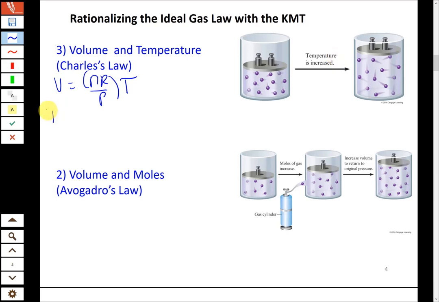So if we increase the temperature, again, what we just said is that when you increase the temperature, the collisions of the gas molecules with the container are more frequent and more forceful.